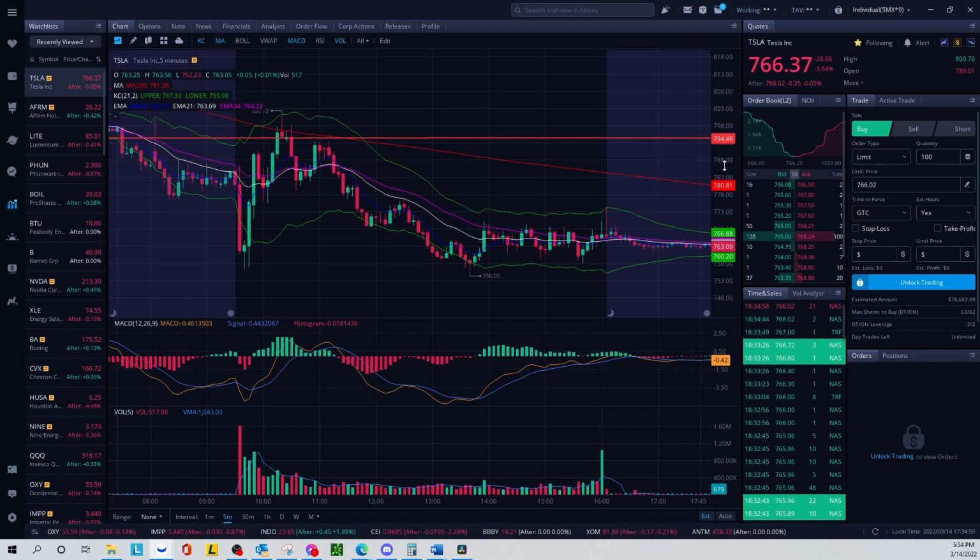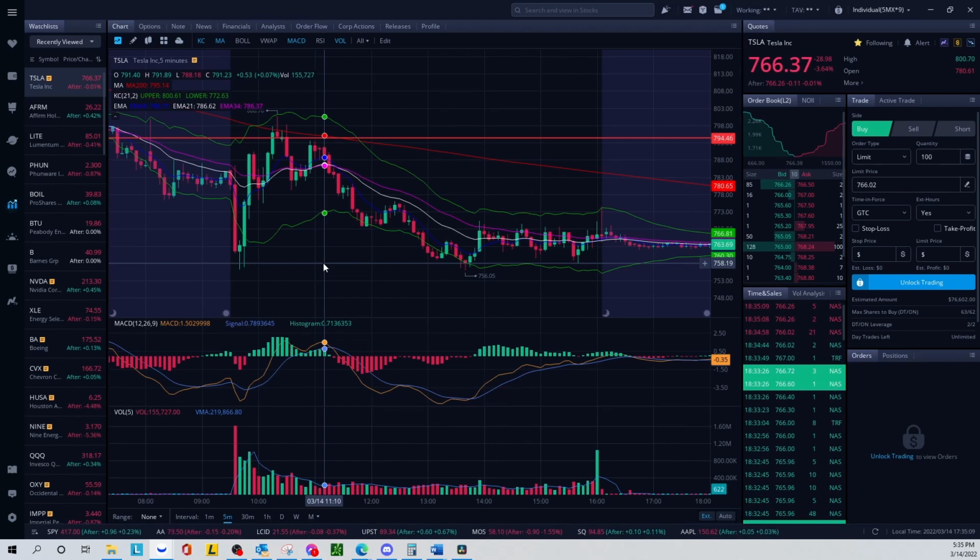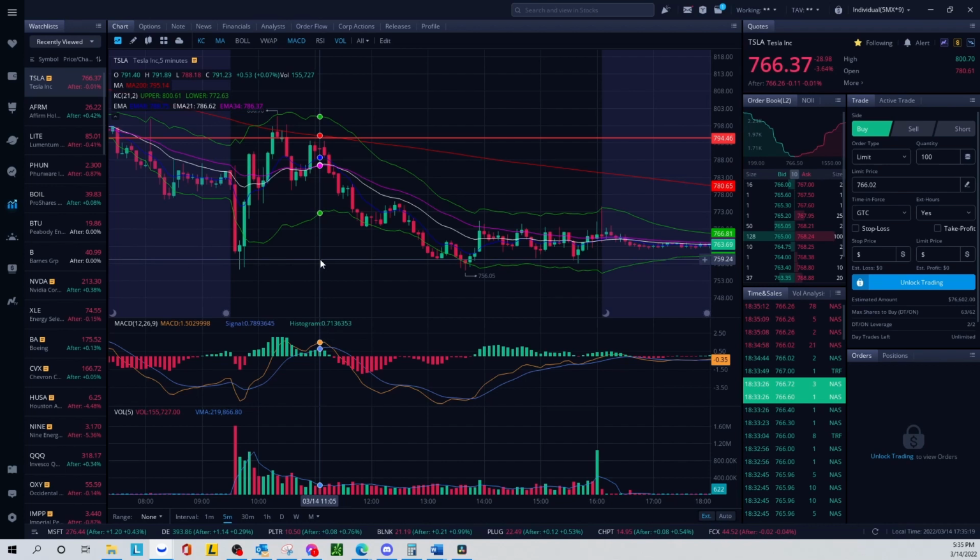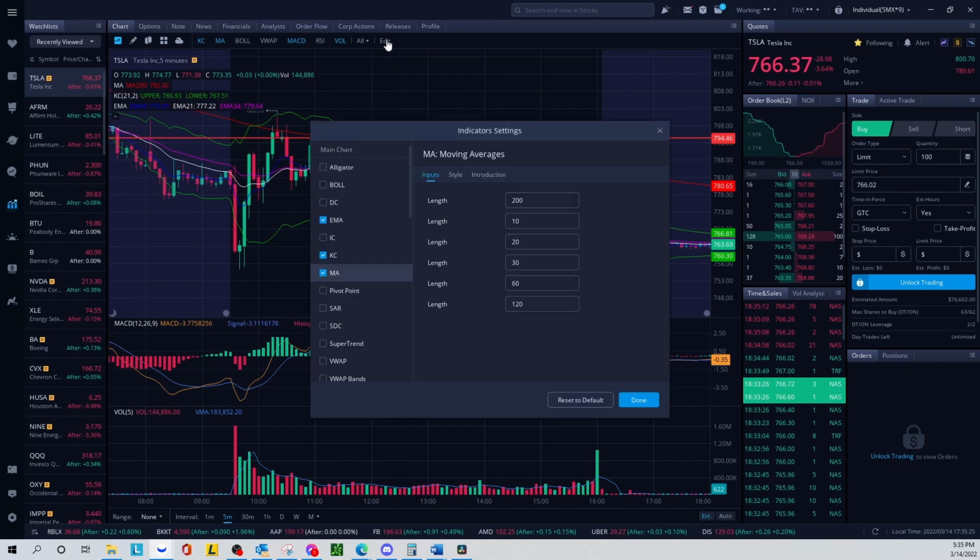So this is Tesla today. By the way, Tesla is one of the heavier weighted stocks within the S&P, and so that means that the price action on Tesla will look a lot like the S&P price action, but we're just looking at the stock itself. And so let me just get rid of a couple things here real quick.